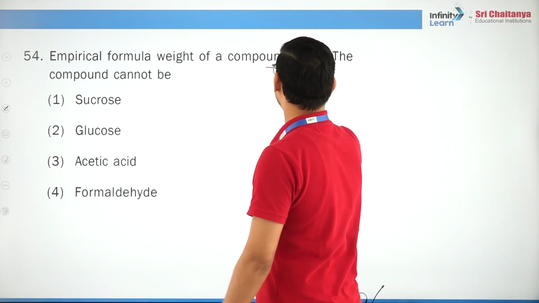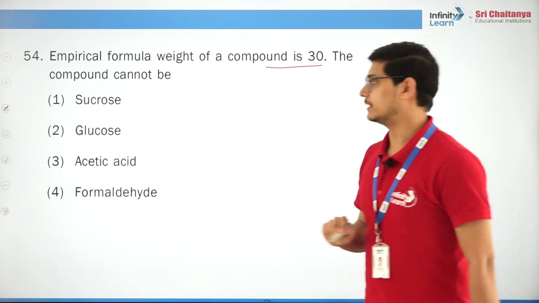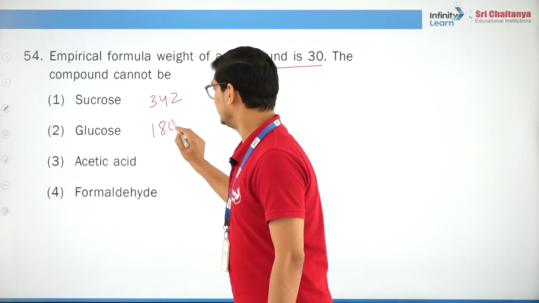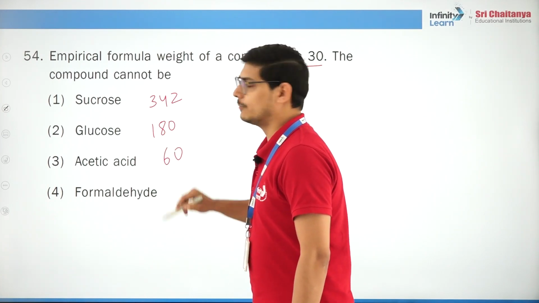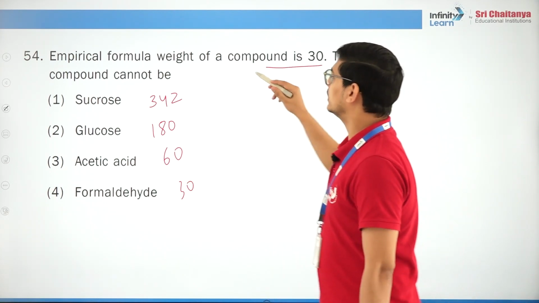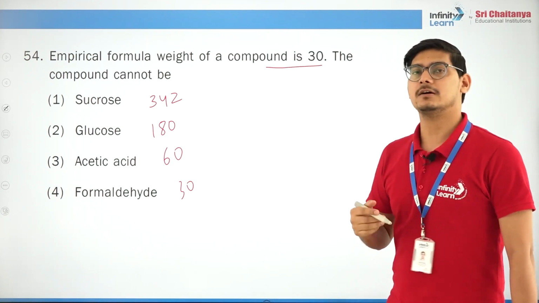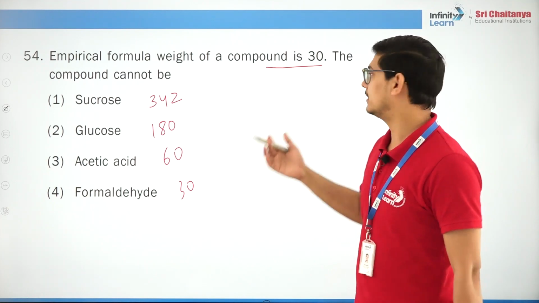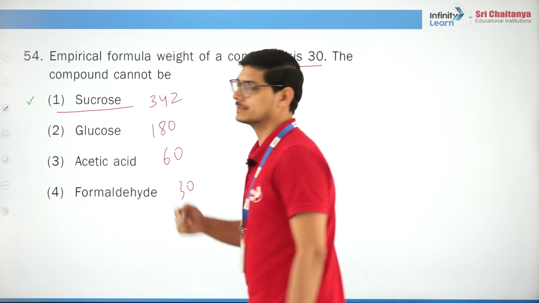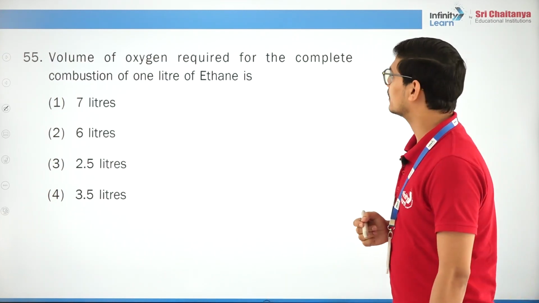Empirical formula weight of a compound is 30, the compound cannot be... Okay, what is the molecular mass of sucrose? It is 342, glucose is 180, acetic acid is 60, and formaldehyde you can find out it is 30. So the molecular mass should be an integral multiple. Okay, it should be an exact multiple of the empirical formula mass. So obviously this cannot be, right? So this becomes our correct answer.